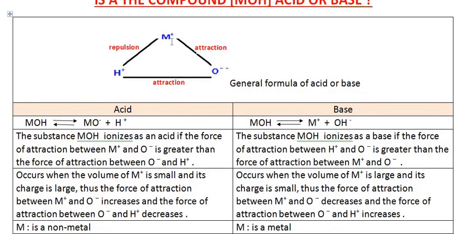If M is a non-metal, then non-metal means small atom or small radius. The small radius means the attraction between M and O minus will be greater than the attraction between O minus and H plus. So MO will be together and H plus will be alone. So the substance ionizes as an acid.